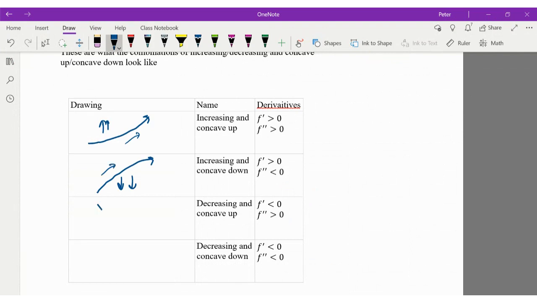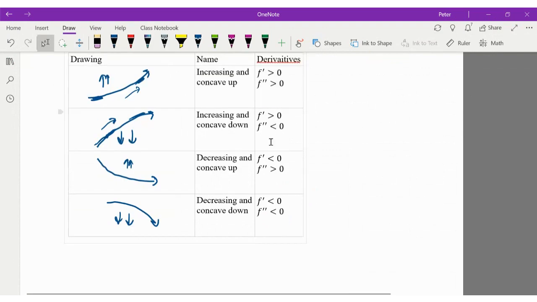Here we have decreasing and concave up. And here we have decreasing and concave down. What you can see is that if I point at the top one, increasing and concave up, what we have really is a function that's not only increasing, but the rate at which it's increasing is going up. We have a shallow derivative right there and a steeper one there. On the other hand, here we have a function that's still increasing. The actual numerical value of the function is increasing, but it's very steep there and it's shallowing out like that.